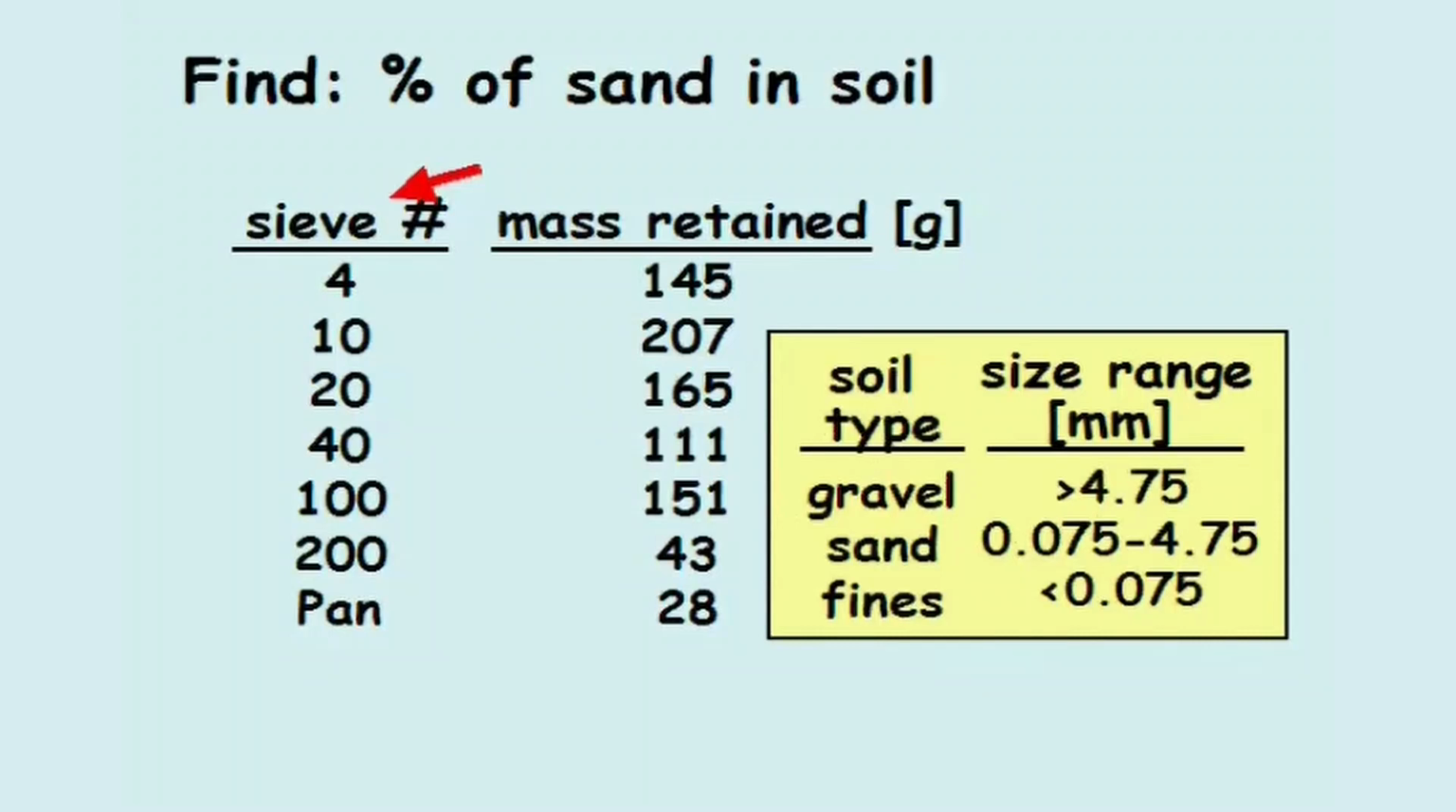Assuming cobbles, boulders, and larger rocks are not present, we define gravel as all particles whose smallest diameter is greater than 4.75 millimeters. Sand is defined as particles which range between 0.075 millimeters and 4.75 millimeters, and fines are all particles smaller than 0.075 millimeters.